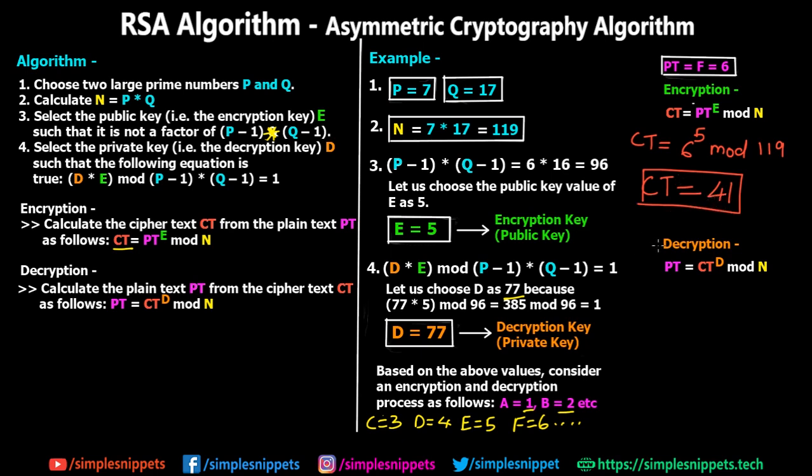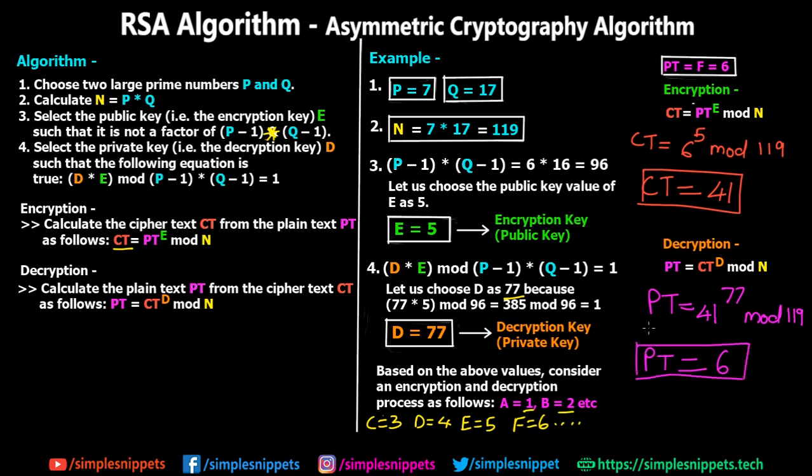Now for decryption, this formula is used, that is PT is equal to CT raised to the decryption key mod n. So let's see how that works. In that case, PT is going to be CT, which is 41, raised to D. Now let's see what D is. D is 77, and again mod 119, right? Again, I have already calculated these values. These are very large values, but if you calculate on the calculator, you'll get the value of 6, which is the original plaintext, and you'll get this value back.